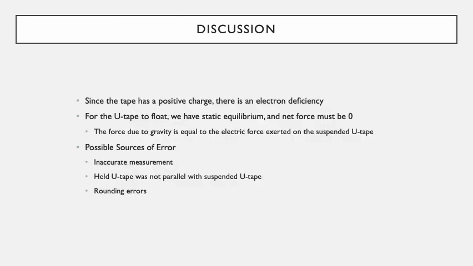Concluding, we know that the tape has a positive charge, so there's an electron deficiency, and for the U-tape to float we have to have static equilibrium, which means that there's a net force of 0. And then some possible sources of error are just inaccurate measurement, rounding errors, and not holding the U-tape correctly.